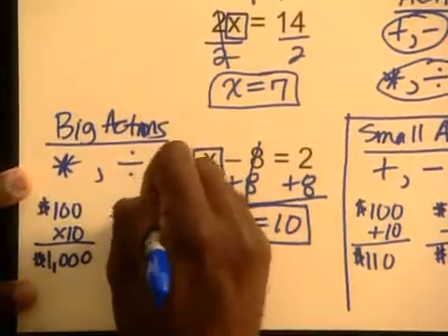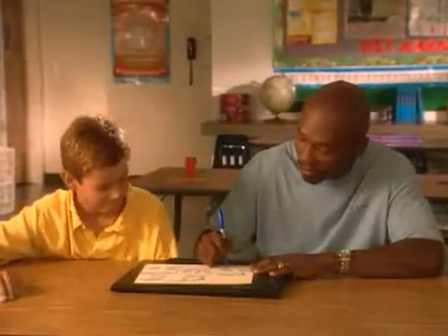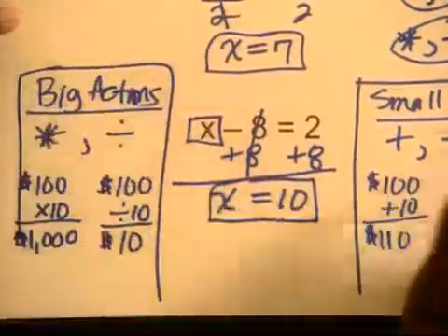However, if you had $100 and you divided by 10, how much would you have? $10. You'd be broke, right? You'd have to move back in with your parents and keep living as a little kid, right? All right. So we have 2 types of actions, small actions and big actions. Okay. So to solve a 2-step equation, we want to do the small actions first and then the big actions.